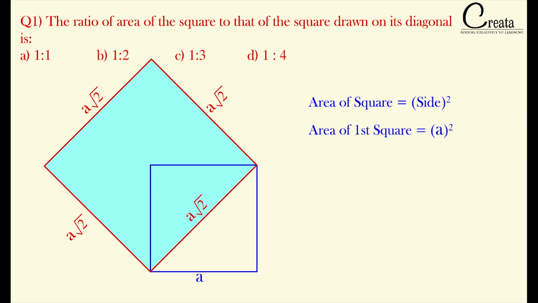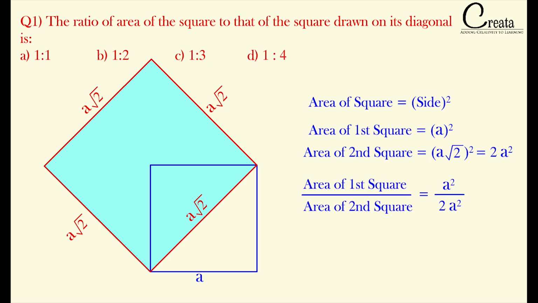Let's take the second square. Here we know side of this square is A root 2. So area of the second square will be equal to side square, that is A root 2 whole square. That is 2A square. We got area of both the squares. Let's calculate the ratio. We got the ratio of first square to the second square as 1:2. That is the answer of the question.